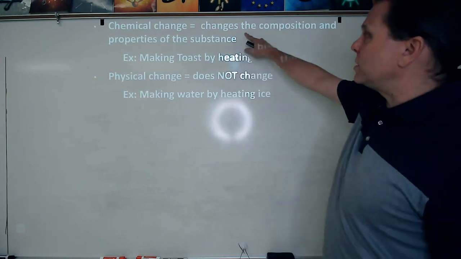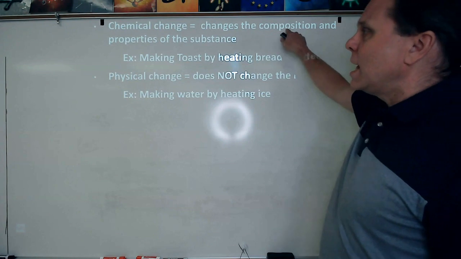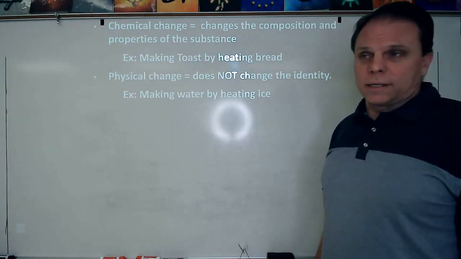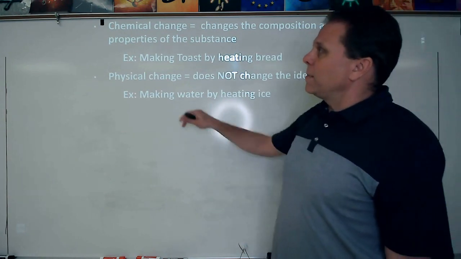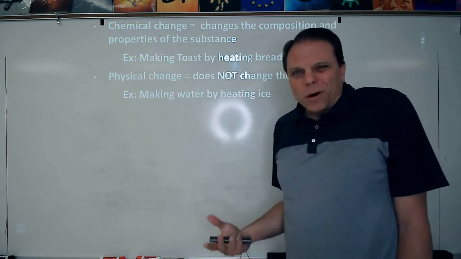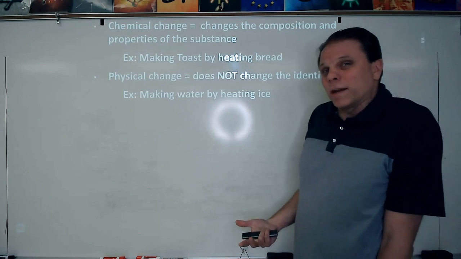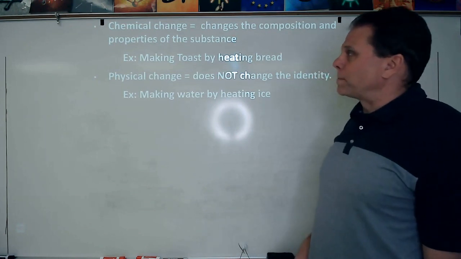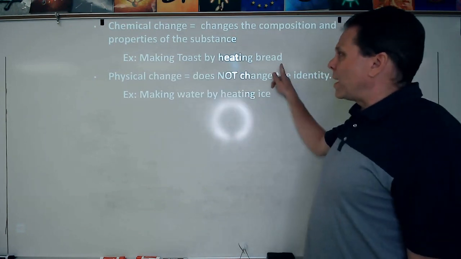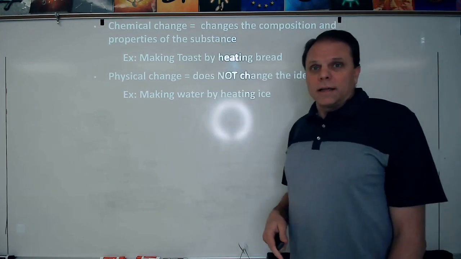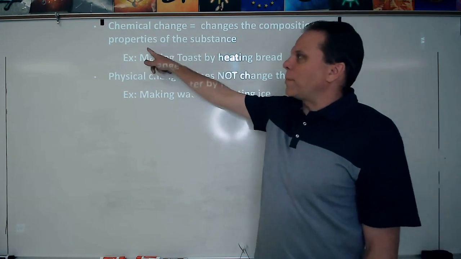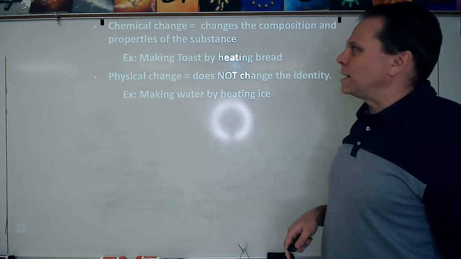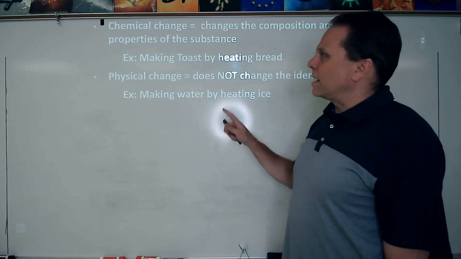A chemical change changes the identity or composition and the properties of the substances. You'll see me use the word identity sometimes here. So composition or identity. And of course, if it's changing its identity, it's changing what it does. It's changing some of its properties as well. So I can make toast by heating bread. That's a chemical change. That bread has become hard. It changes its taste. It's got some new properties. It's now hard. It now has a different taste. That is a chemical change.